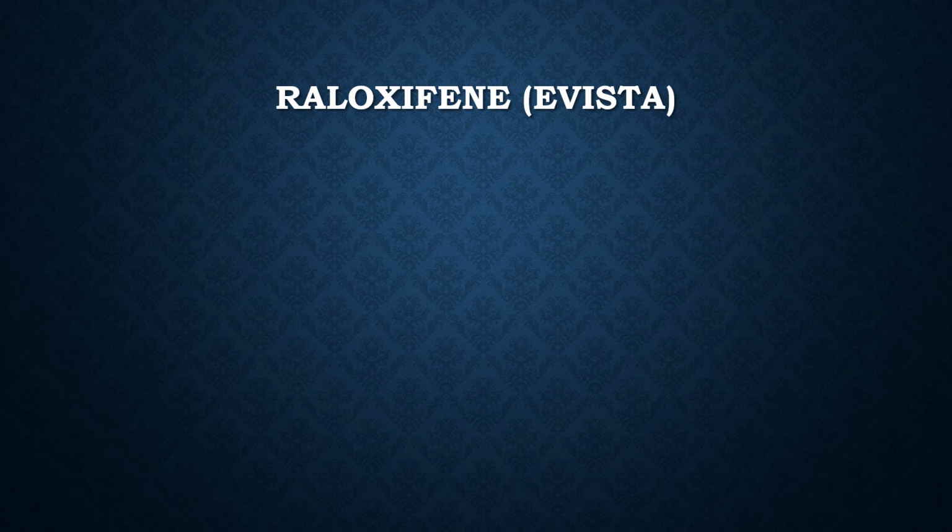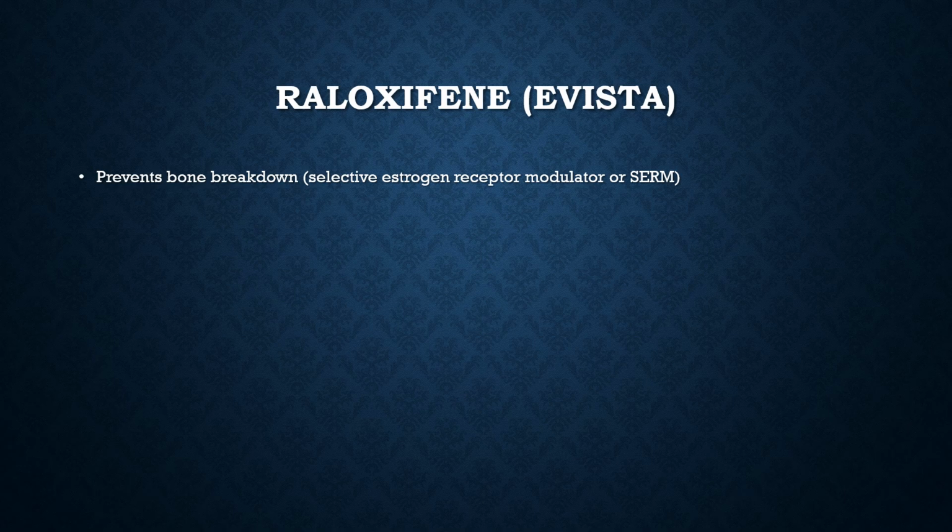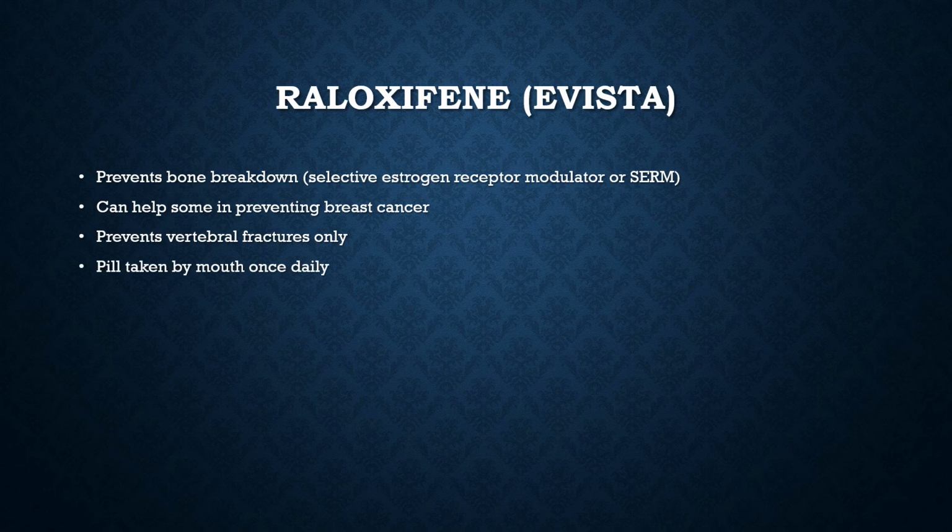Raloxifene or Evista is an uncommonly used medication used to treat osteoporosis. It also prevents bone breakdown. It sort of mimics estrogen. It's a selective estrogen receptor modulator. It can help some in preventing breast cancer. Unfortunately, it does not prevent hip fractures. It has only been shown to prevent vertebral fractures.